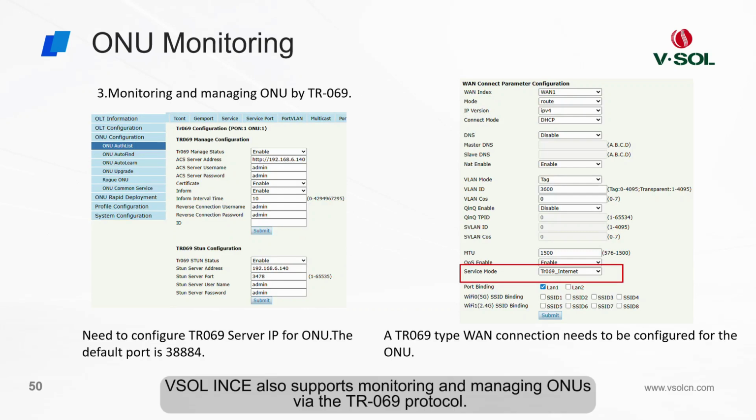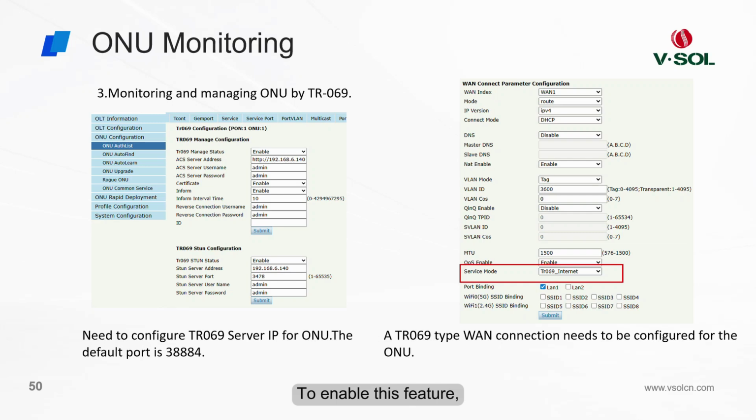VSOL INCE also supports monitoring and managing ONUs via the TR069 protocol. To enable this feature, it is necessary to configure the ONU with the TR069 server IP address and authentication credentials, and establish a TR069 Type 1 connection.